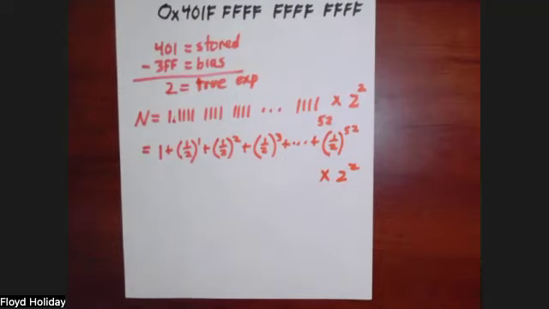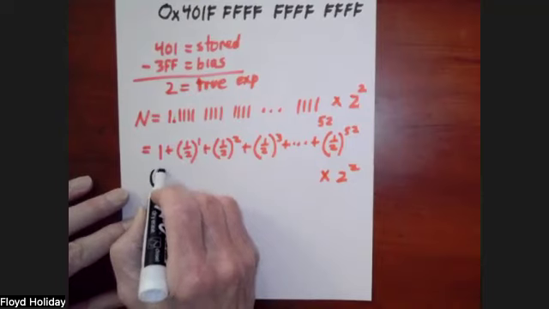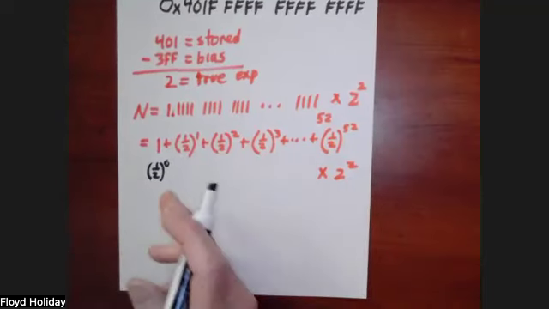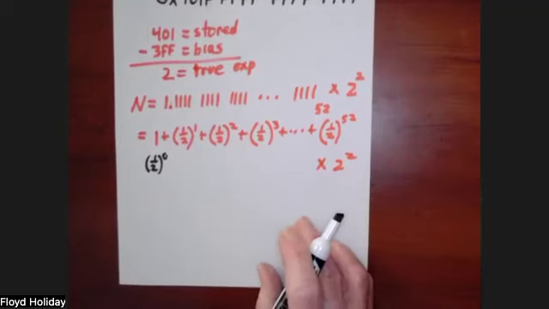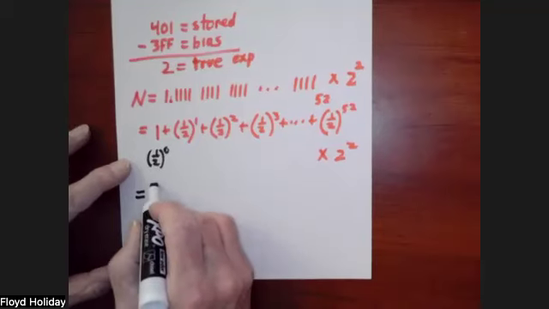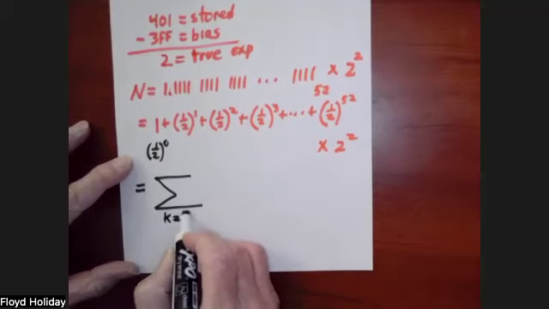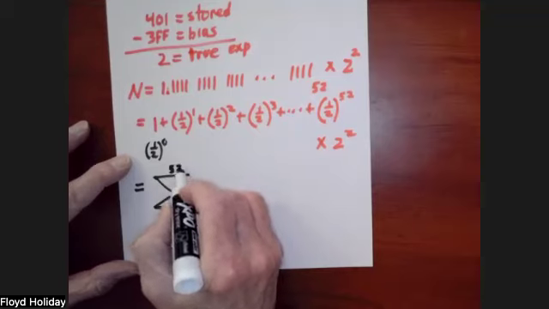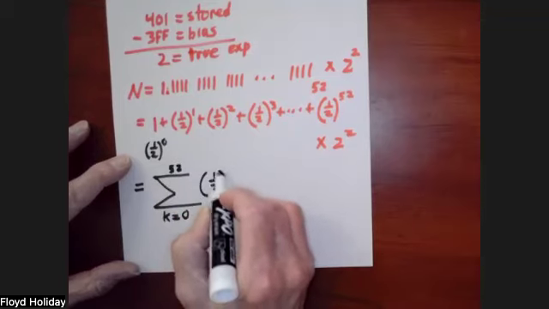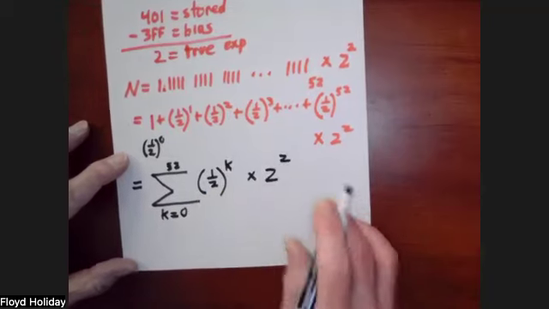And that's pretty good. Now, how do we get a decimal number out of that? Think of this for a moment. That 1 is really 1/2 to the 0. Plus all these other 1/2s. There's a whole bunch of them. In math class, you're supposed to write that as sigma, K equals 0 to 52, 1/2 to the K times 2 squared.